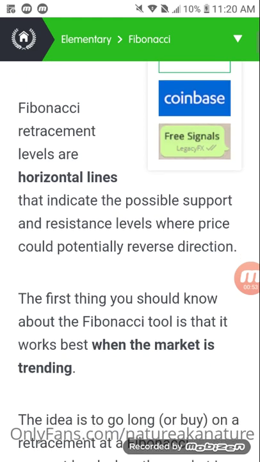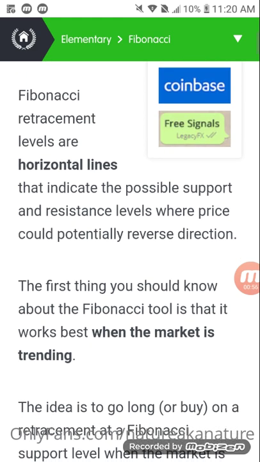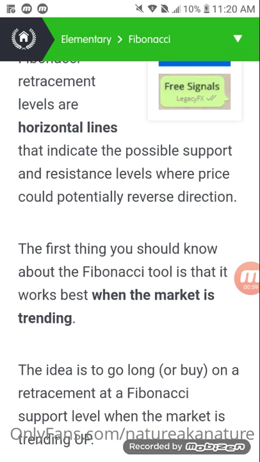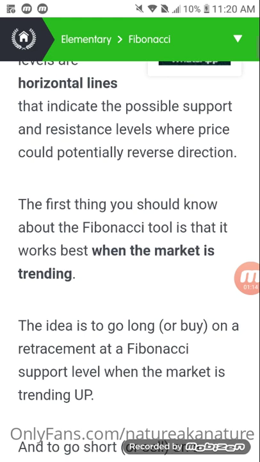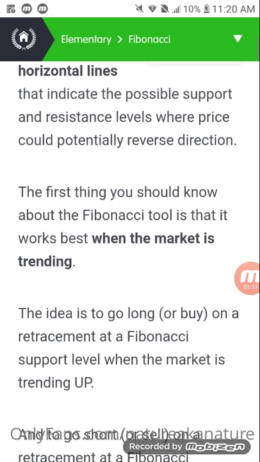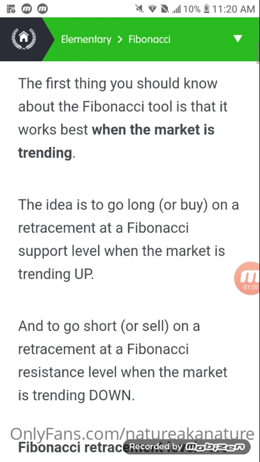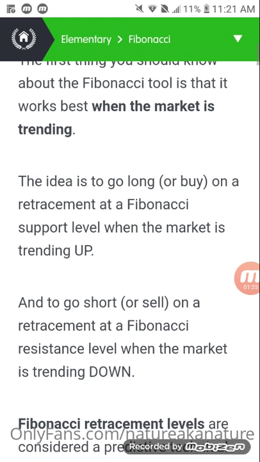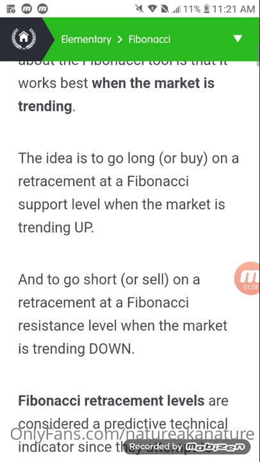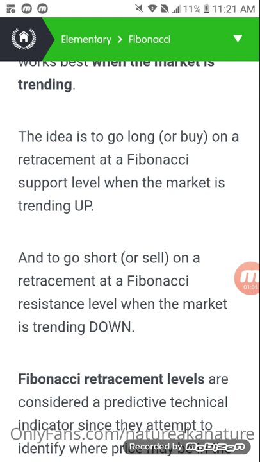The first thing you should know about Fibonacci tools is that they work best when the market is trending, up or down. It doesn't work best when the market is consolidating or going sideways. The idea is to go long or buy on a Fibonacci retracement support level when the market is trending up, and to go short or sell at a Fibonacci resistance level when the market is trending down.